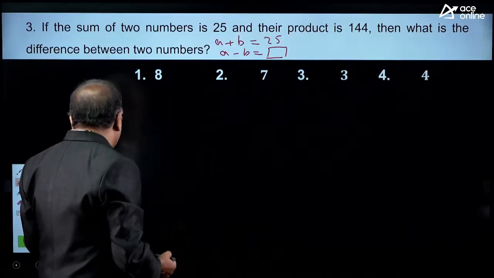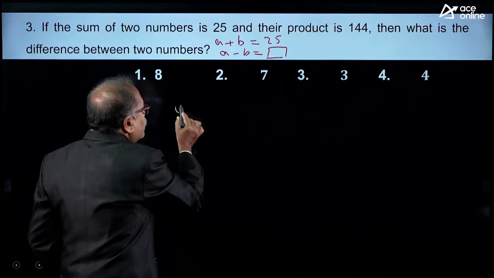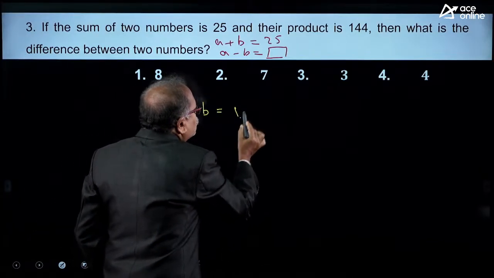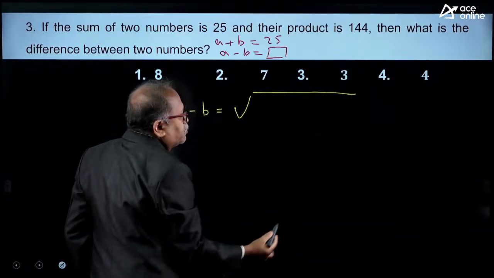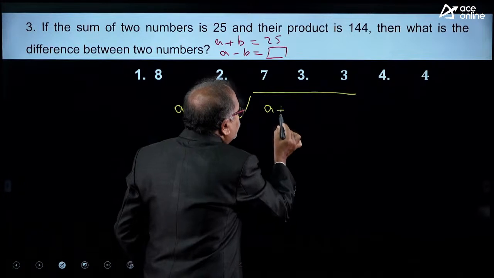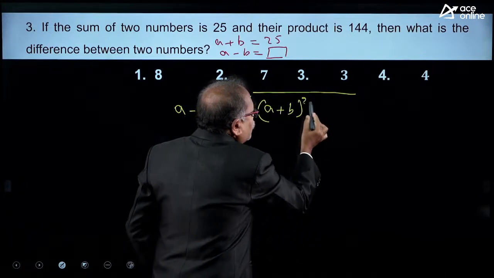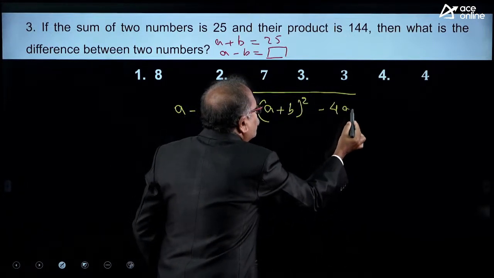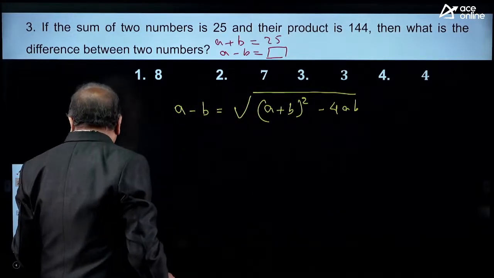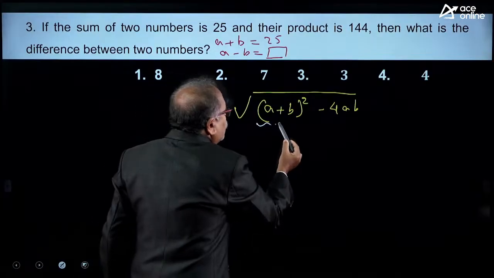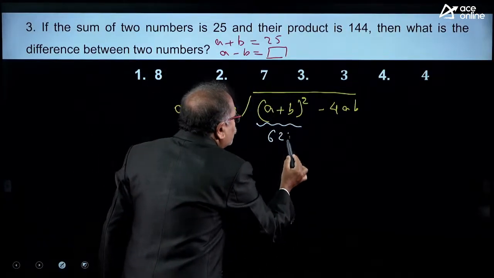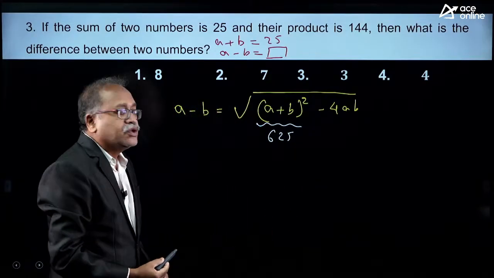So that is, if I apply the algebraic formula over here, can you tell me what is that algebraic formula? A minus B, square root of, I directly use this formula, but in the exam we don't write the formula. So A plus B whole square minus 4AB, that is what. And this value we already know, that A plus B is 25, that comes 625 over here, yes or not?